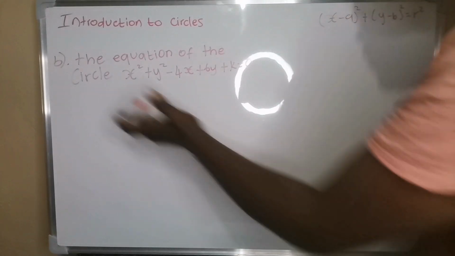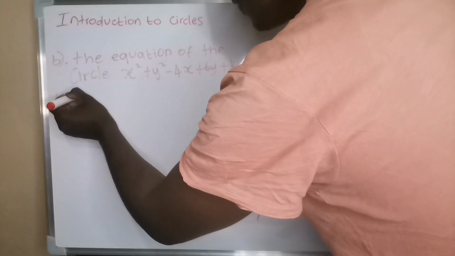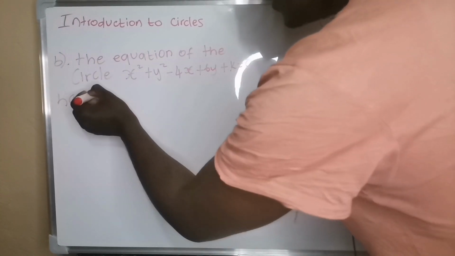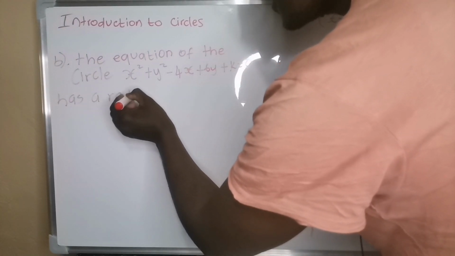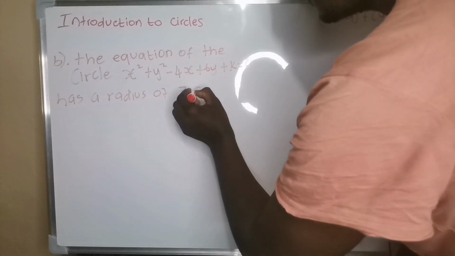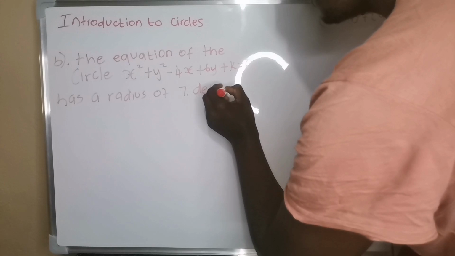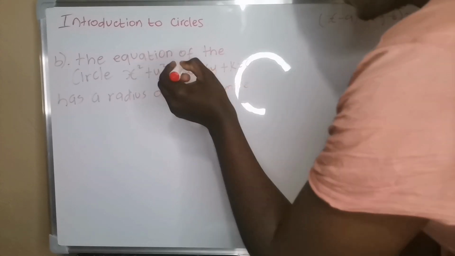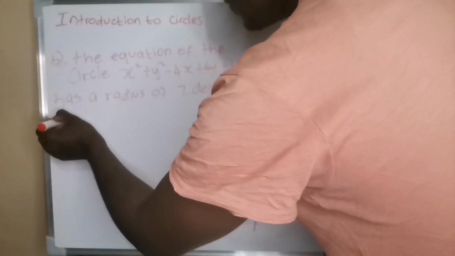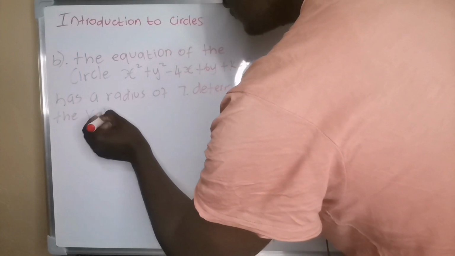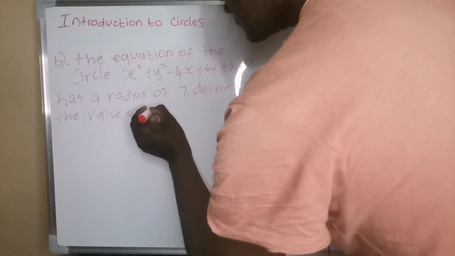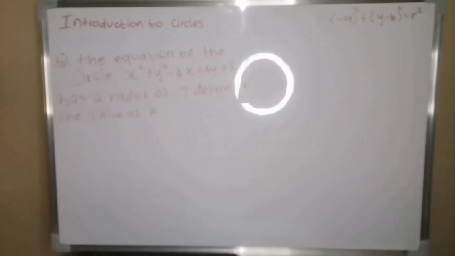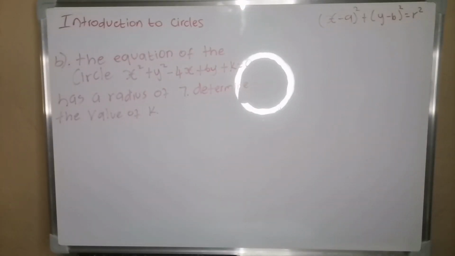Now this equation has a radius of 7. Determine the value of k. How are you going to find k, guys?